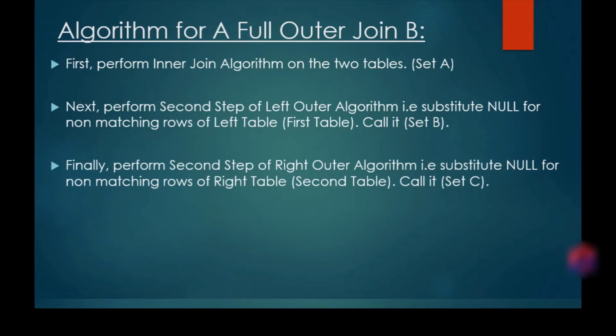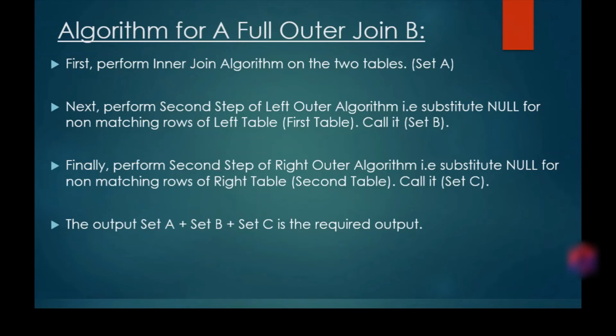And finally, we need to also capture those rows that were in table B that do not have a match in table A, and that is the reason we will perform the second step of the right outer algorithm, that is substituting nulls for all the non-matching rows of the right table, which we are also calling the second table. So all the rows of the right table, that is table B, that do not have a match with the rows of table A are captured and null is substituted, and we call it set C.